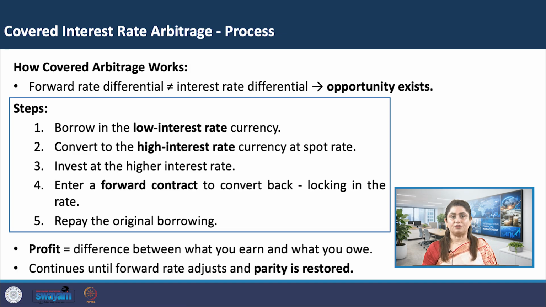This process continues, with more and more arbitrageurs doing exactly this until the forward rate adjusts sufficiently to eliminate the profit. At that point, the forward rate differential equals the interest rate differential, and covered interest rate arbitrage is no longer feasible. Now I'll explain covered interest rate arbitrage with the help of an example.